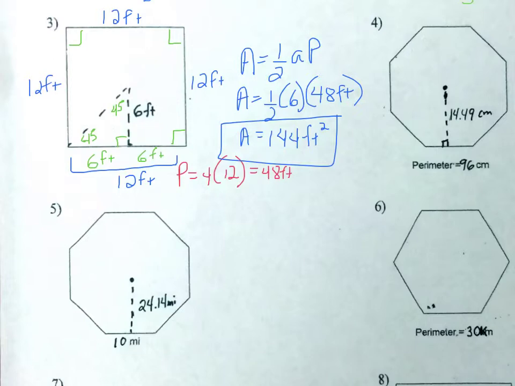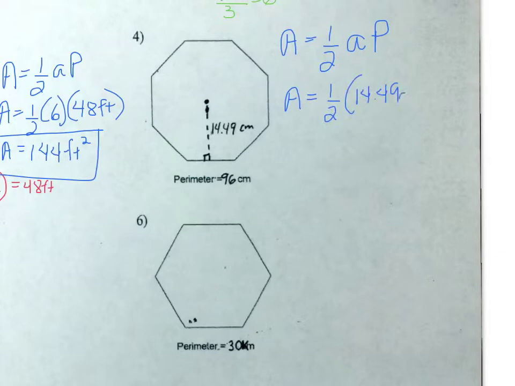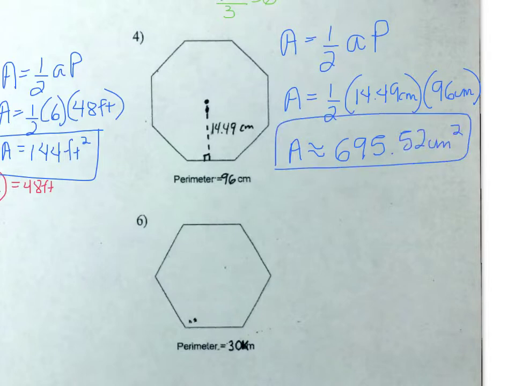Last problem, number 4. For the area of a regular polygon, the formula is 1/2 apothem times perimeter. Do we have the apothem? Yes, that was given to us. Do we have the perimeter? Yes, so that's kind of easy. Just plug it in. The apothem is 14.49 centimeters. The perimeter is 96 centimeters. So put all of that into the calculator: 0.5 times 14.49 times 96. The area is approximately, because it's an approximation, 695.52 square centimeters. And that's the answer for number 4.